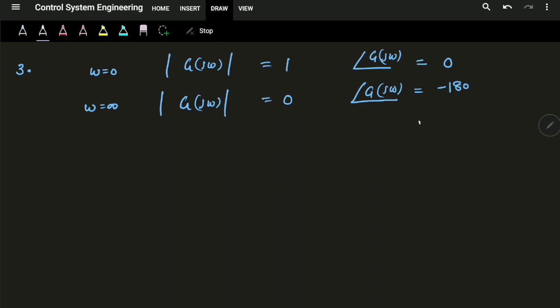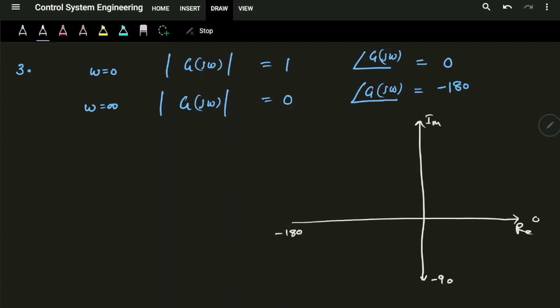With this information, if I have to plot a polar plot for this system, we mark a real axis and imaginary axis, and mark the angles 0, minus 90, minus 180, and minus 270 degrees. So what it says is, at omega equals 0, we have magnitude equals 1. So let me mark it. This is omega equals 0, and the magnitude is mod of G(omega) equals 1.